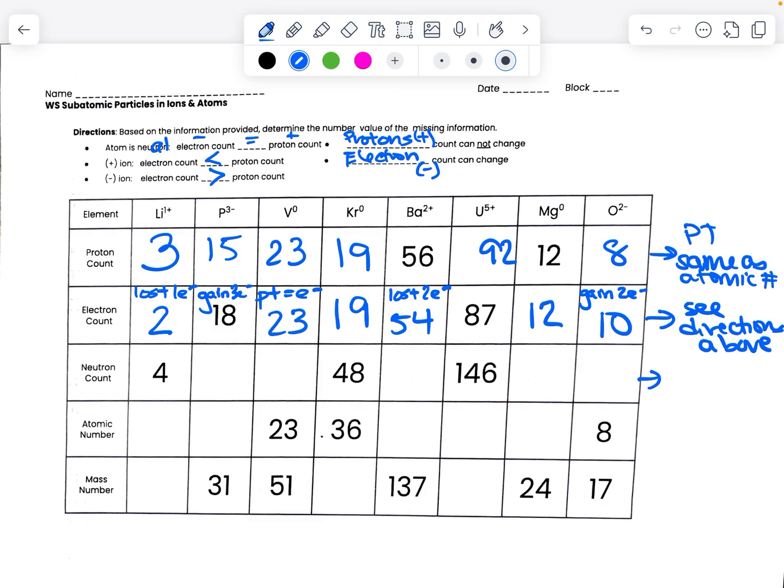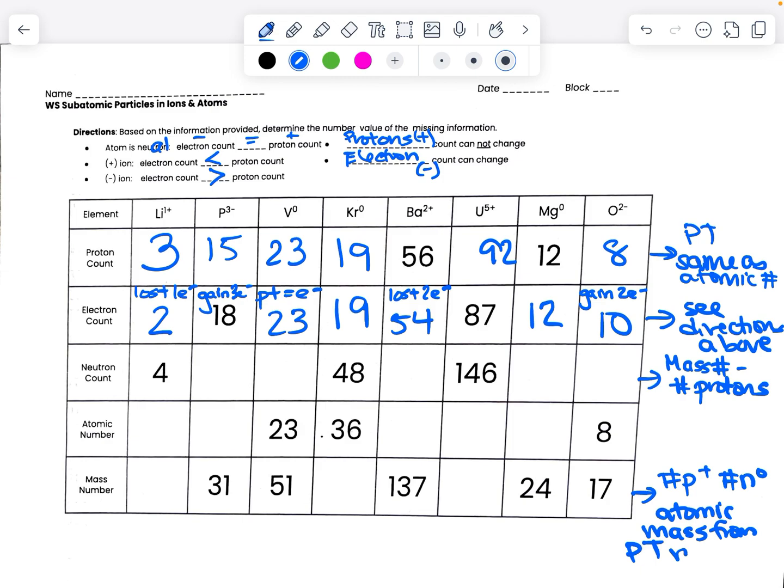Neutrons. For neutrons, these do not have charge, so they're not going to be part of ions. So it's going to be our mass number minus number of protons, which is the same as atomic number. We don't have mass number for everything yet, so maybe I'll come back to that. This last one is number of protons plus number of neutrons. And another way you could do this, if we don't have that information, is the atomic mass from the periodic table, rounded. So we might have to do that.